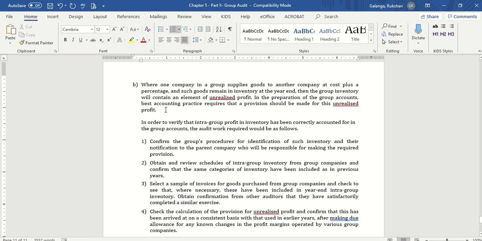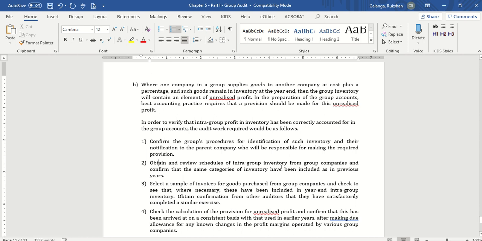In the preparation of the group accounts, best accounting practice requires that provision should be made for unrealized profit. So what you should do is eliminate, or make a provision for, this unrealized profit. In order to verify that the intergroup profit in inventory has been correctly accounted for in the group accounts, the auditor can work on the following areas. Confirm a group procedure for identification of such inventory and their notification to the parent company, who will be responsible for making the required provisions. You can see what the management does to identify this kind of unrealized profit.